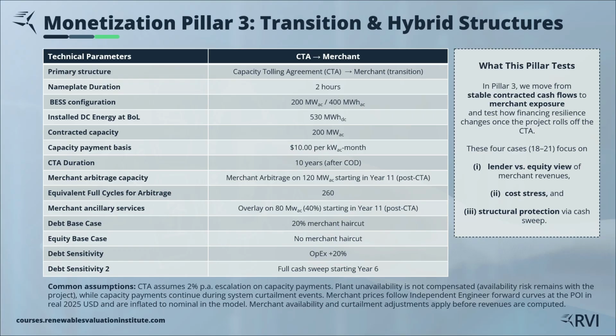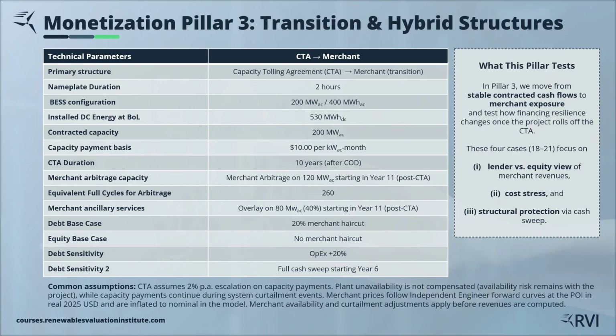And once the CTA expires, the project transitions into a merchant setup. 60% of capacity is allocated to merchant energy arbitrage, and the remaining 40% is allocated to merchant auxiliary services. Since we are taking merchant exposure in the tail, lenders won't give us full credit for those merchant revenues. So in the debt base case or debt sizing case, we still apply a 20% merchant haircut, which is our conservative lender view. In this final lesson, we will also run 2 lender sensitivities.